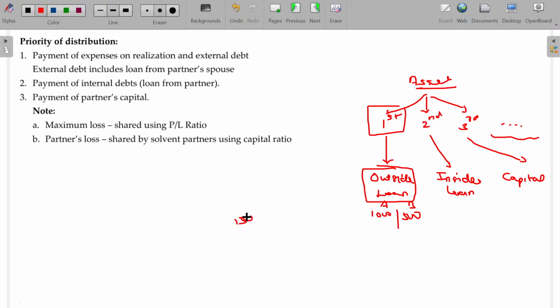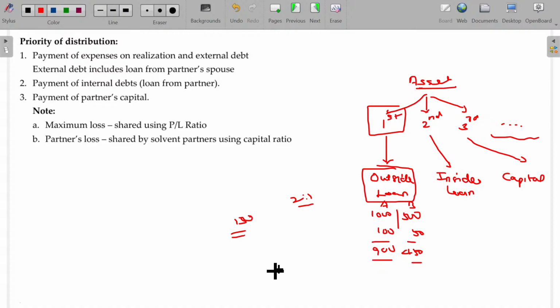if you get 150 rupees by selling one of the assets, how can we pay? This 150 will be payable to these two in their loan ratio. 1000 is to 500, otherwise 2 is to 1 is the ratio. So 100 is given to A, another 50 is given to B. The balance is 900 for A and 450 for B. Clear? 900 for A and 450 for B. That's how, after the settlement, the balance is payable later on.